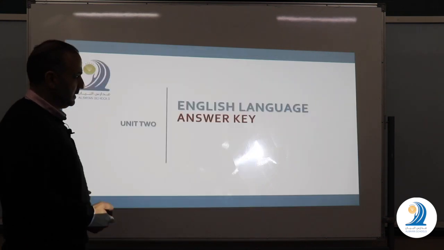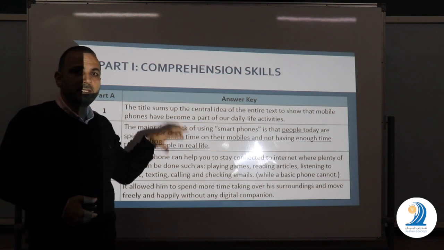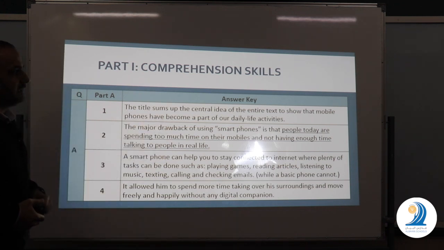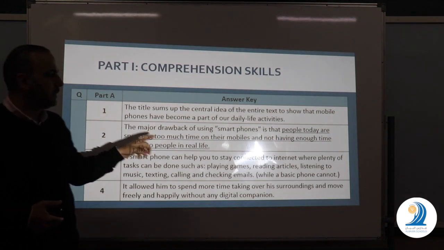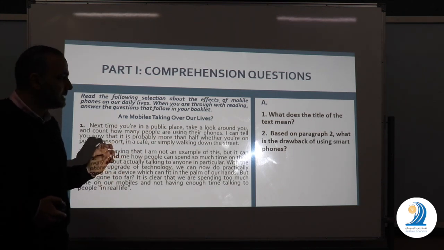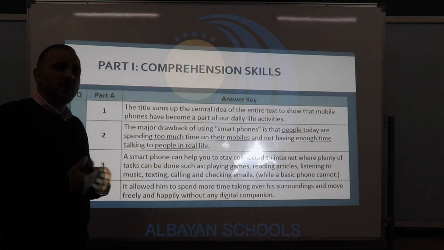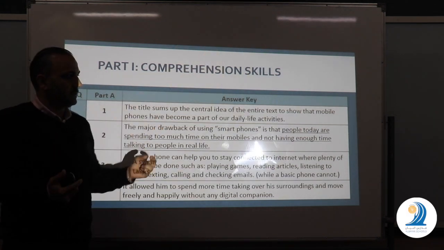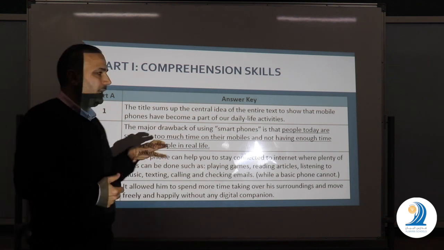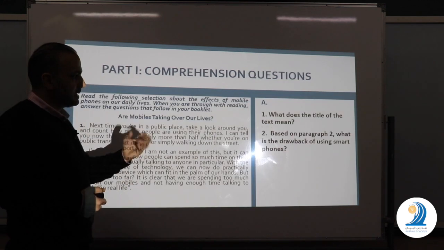So what does the title mean? As we said, the title sums up the central idea of the entire text, to show that mobile phones have become a part of our daily life activities. If the title is 'Are mobile phones taking over our lives?', that's it: the title sums up and foreshadows the main idea of the whole text. Mobile phones have become a part of every single activity in our daily life. That's the meaning of the title.